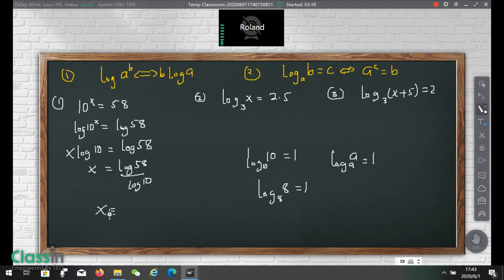We use a calculator. Log of 58 divided by log of 10. Of course, log of 10 is simply 1, so we can just put 1. That is 1.76343, but we can round to 2 decimal places: 1.76 to 2 decimal places. All right, let's look at the other one.